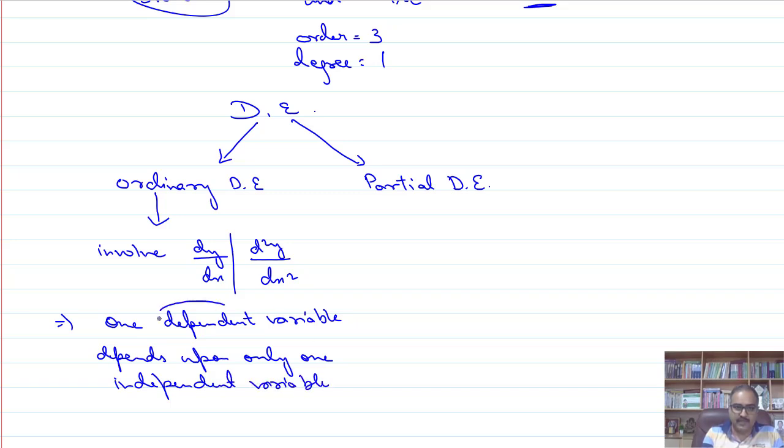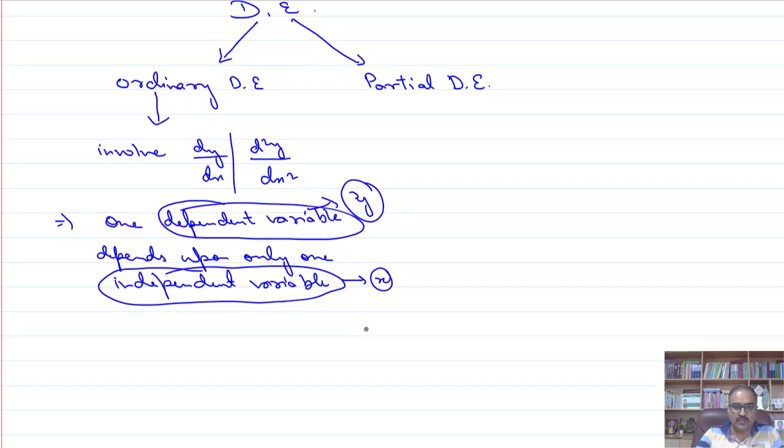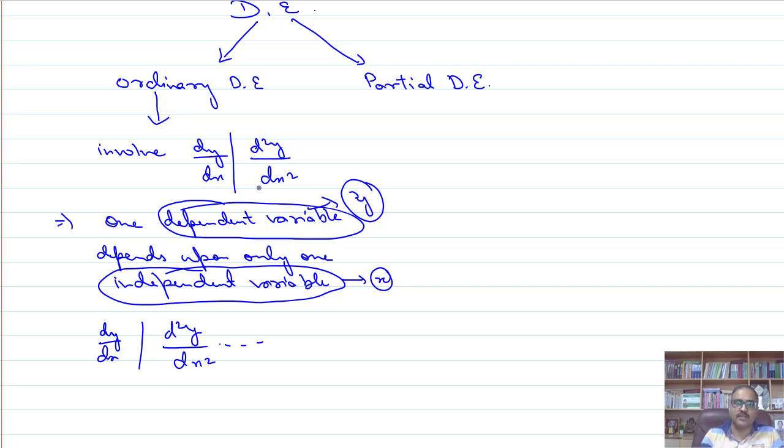For example, for the dependent variable I am taking y, and for the independent variable I am taking x. So those equations which involve dy by dx, or second order d2y by dx square and so on, are said to be ordinary differential equations. Now coming to the partial differential equation, which involves curly u by curly x, curly y by curly x, curly y by curly y, curly y by curly z, like this one.